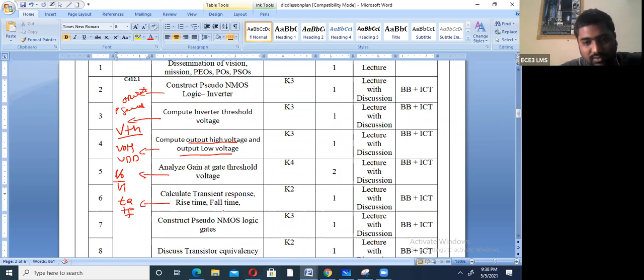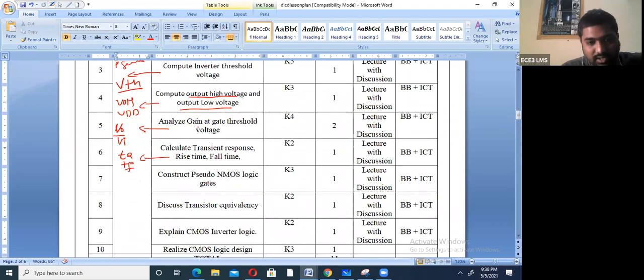Construct pseudo NMOS logic gate means I showed for exclusive OR gate how they constructed, and for NAND gate, NOR gate, AND gate, how to draw a pseudo NMOS logic gate. You know, if any Boolean equation is given, how to draw a pseudo NMOS logic, that you know. I think it is same as CMOS, but the pull down network is same as CMOS. Load is only single, that is pseudo NMOS load will be there. So that is the difference.